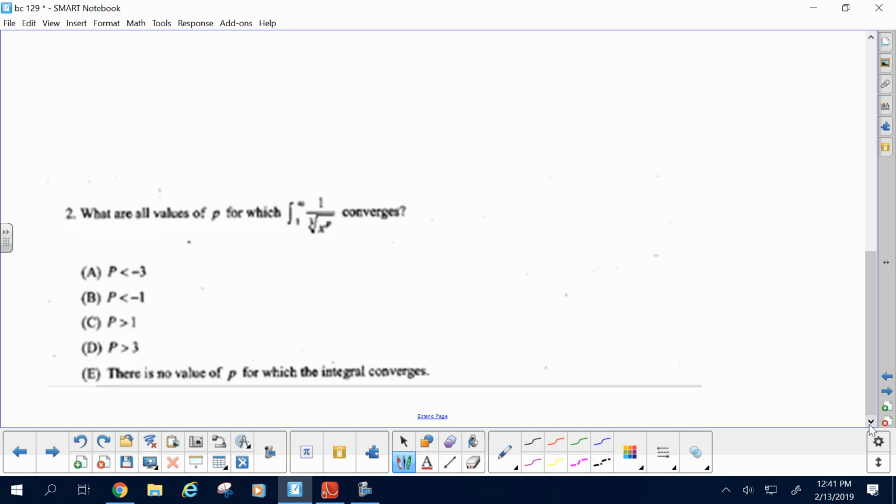This is a P series. Oh, no, it's not a P series. It's not even a series. Sorry. But we know that this will converge if the overall power needs to be greater than 1. So P over 3 needs to be greater than 1, so P needs to be greater than 3. The answer is 3. Okay.